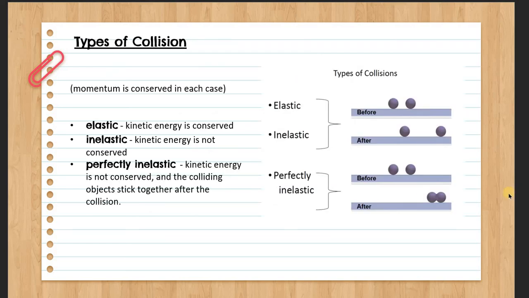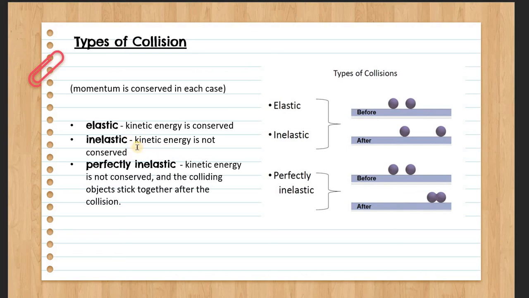So we also have to know what the types of collision are so that you will know what equation you are going to use. Okay, so here are the types of collision. Basically, it's just two: elastic and inelastic collision. Under inelastic collision, we have perfect and imperfect. So in all types of collision, momentum is conserved. Okay, however, kinetic energy is sometimes conserved or not. For elastic collision, kinetic energy is conserved. While for inelastic collision, kinetic energy is not conserved, but momentum is also conserved.